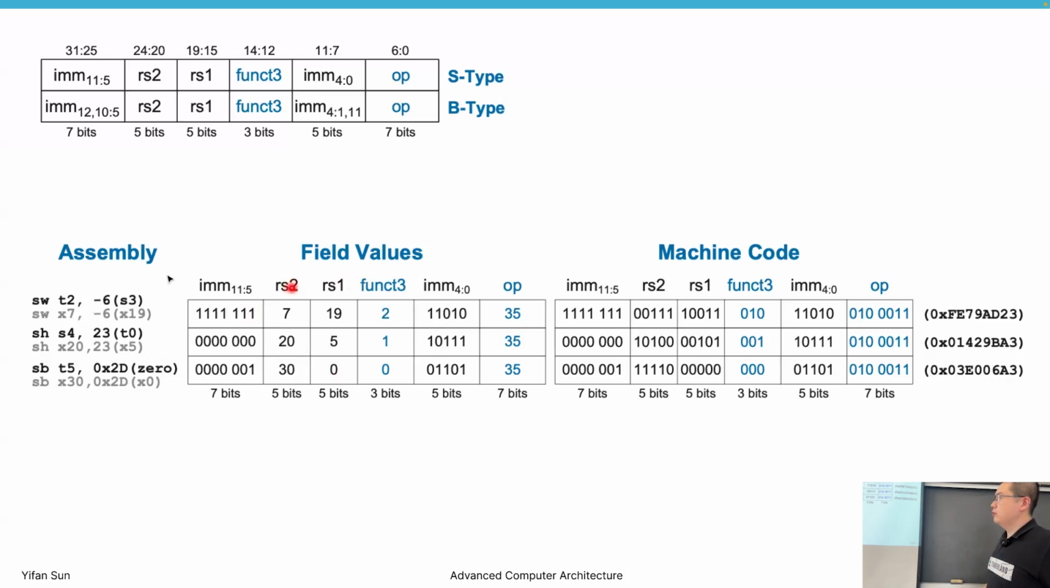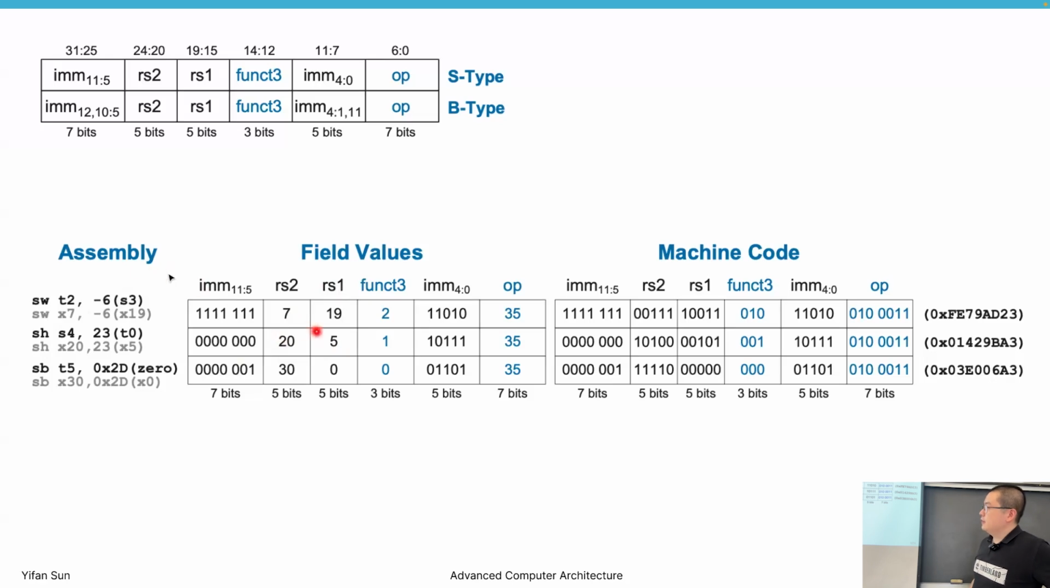It actually requires two registers, but both of them are source registers, right? So we're storing a value. In this case, T2 is storing the data and S3 is storing the address. There's a definition saying which one is which. I still need to look it up to know which is the data and which is the address. You cannot invert it.